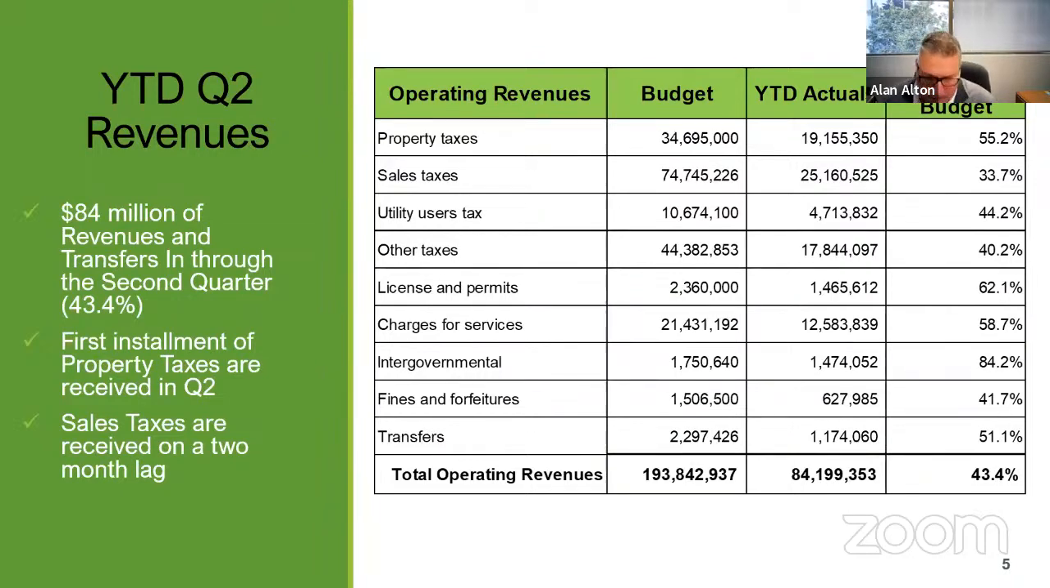With utility users tax, that also is on a lag. So we're actually trending a little bit higher than what we would normally be right now. So that's good. Other taxes is a broader category that on the next slide I'll go into more detail about. License and permits are revenues that mostly come in through planning and economic development. So they're permitting fees and building permits and those types of things.